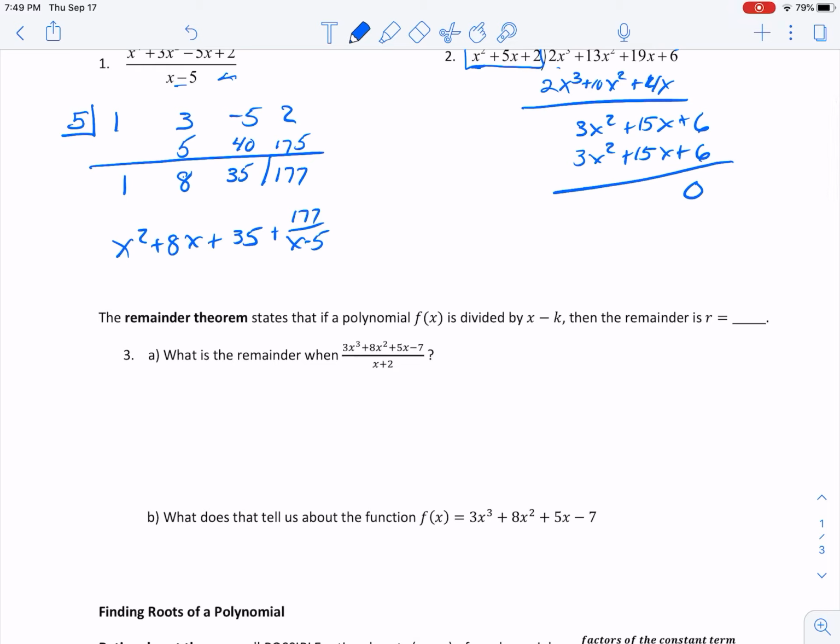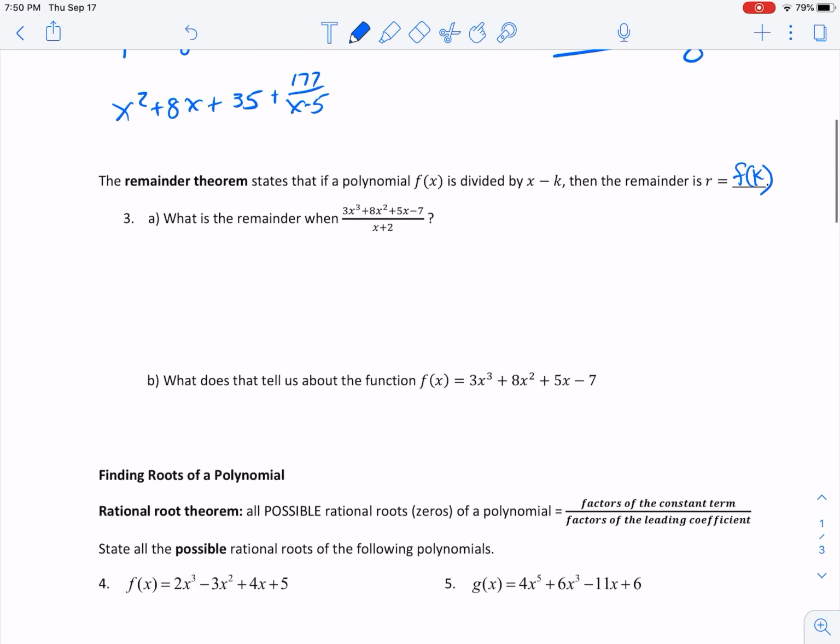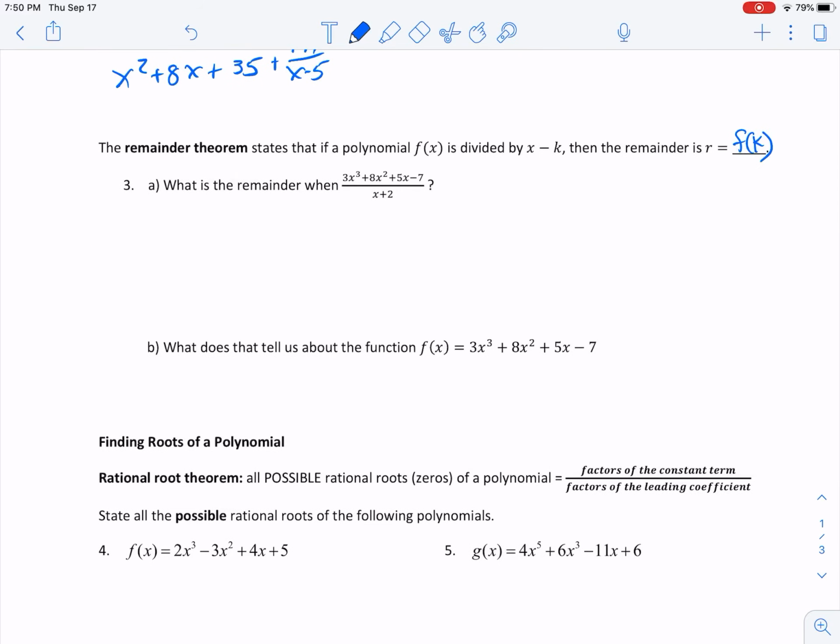The remainder theorem states that if a polynomial f of x is divided by x minus k, then the remainder r is f of k. What does that really mean? Well, here's the example. What is the remainder when you divide the numerator by x plus 2? Well, you put negative 2 in the box. Remember, it's always the root.